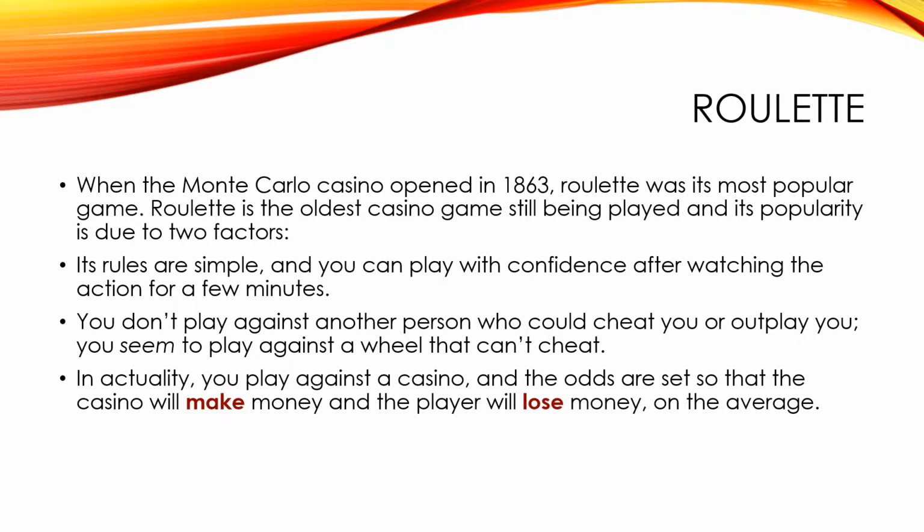You don't play against another person who could possibly cheat you, or maybe they're more experienced and they can outplay you. So you're not playing one-on-one against another person. You seem to play against a wheel that can't cheat, but in actuality, you're really playing against the casino, and the way that the odds are set is so that the casino will make money and that on average the player will lose money.